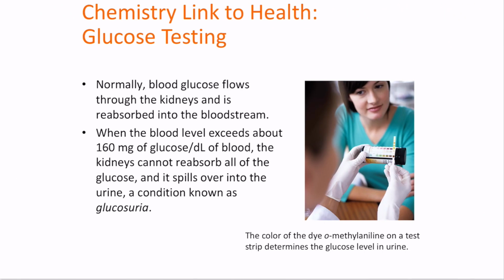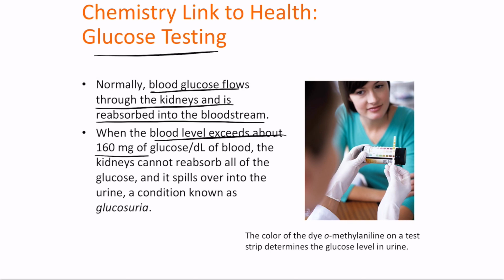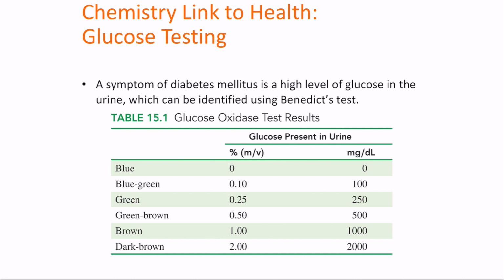The most common way to judge this is by using glucose testing. Most commonly, blood glucose flows through the kidneys and is reabsorbed into the bloodstream. But when your blood glucose level exceeds about 160, the kidneys cannot reabsorb all of the glucose and it spills over. We call that condition glucosuria, where the excess glucose spills over into the urine, which is commonly tested for, to determine the glucose level in urine. A symptom of diabetes mellitus is a high level of glucose in the urine. Most commonly it's observed by using the Benedict's test.